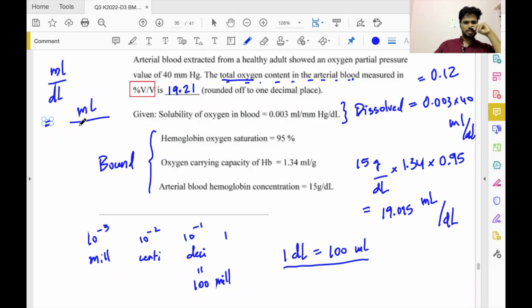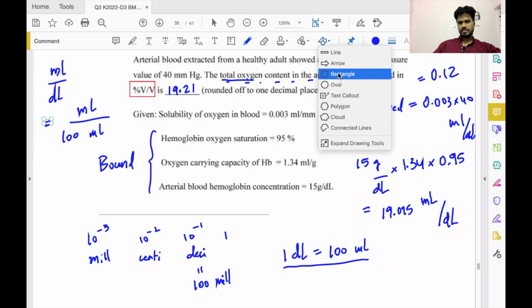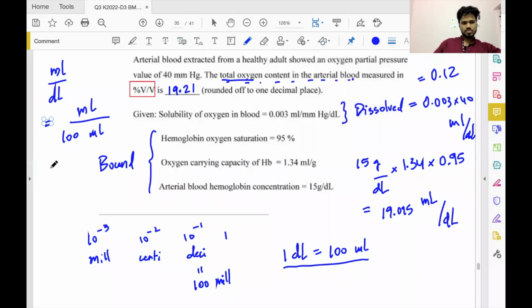So what is given here, ml per dl, is actually ml per 100 ml. That is, if you take 100 ml, how many ml of that is oxygen content. And because it's per 100 ml, the ml you get essentially is a percentage. So the units that we get answers in are ml per 100 ml. So for 100 ml of the blood, you will have this many ml of oxygen. So that directly is in terms of percentage. In fact, this corresponds to percentage volume by volume.